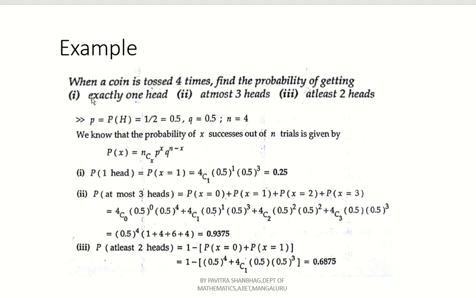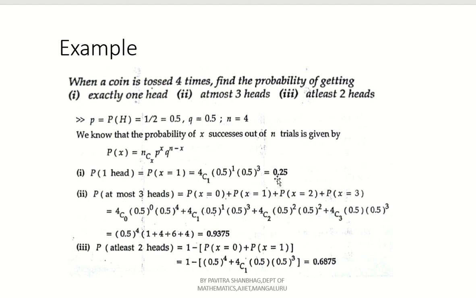But what is given? Exactly one head. So let x represent the probability of getting head. Just write x represents probability of getting head. Now P of x equal to 1. Just n equal to 4, p equal to 0.5, even q equal to 0.5. X equal to what? For the first case 1. So 4C1 0.5 power 1 into 0.5 power 4 minus 1, that is 3. Now if you simplify, you will get 0.25.